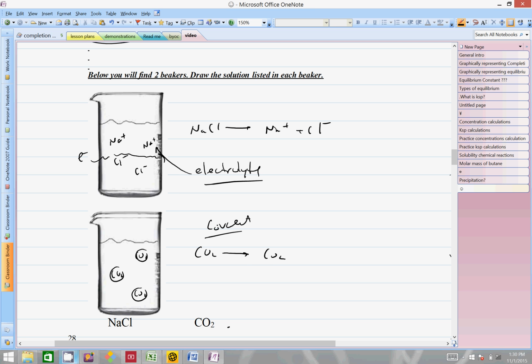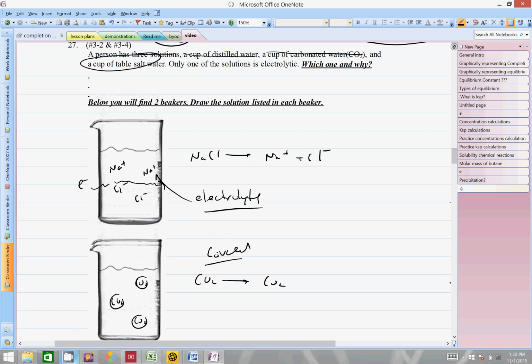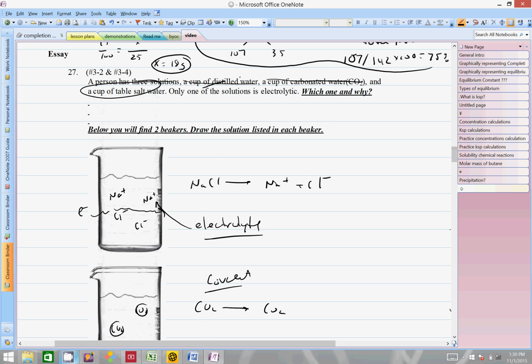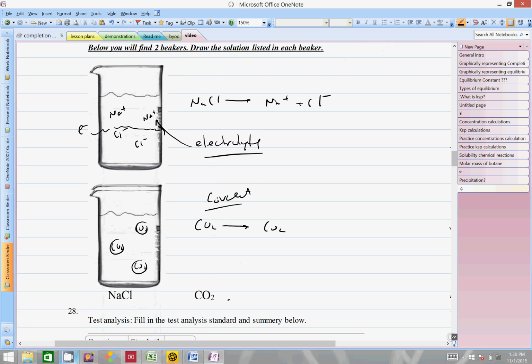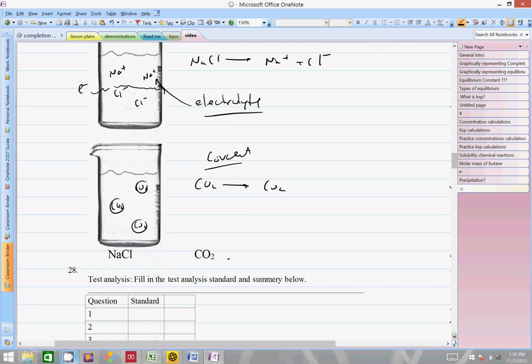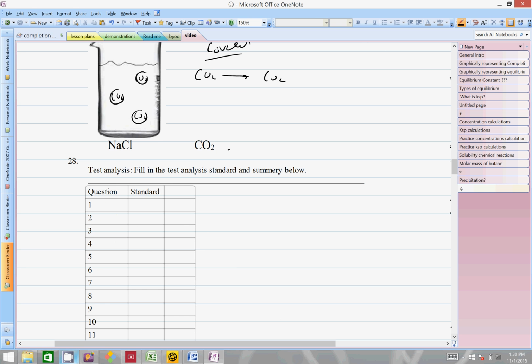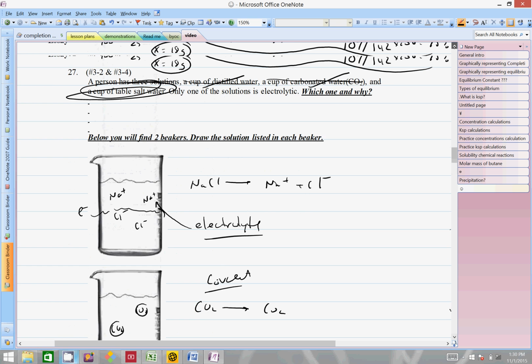So on the previous problem, 3 beakers, the only one that will conduct electricity, not the distilled water, carbonated will not, the table salt water will be a strong electrolyte. And then it just goes on to show the different types and the standards. So either way, that is it.